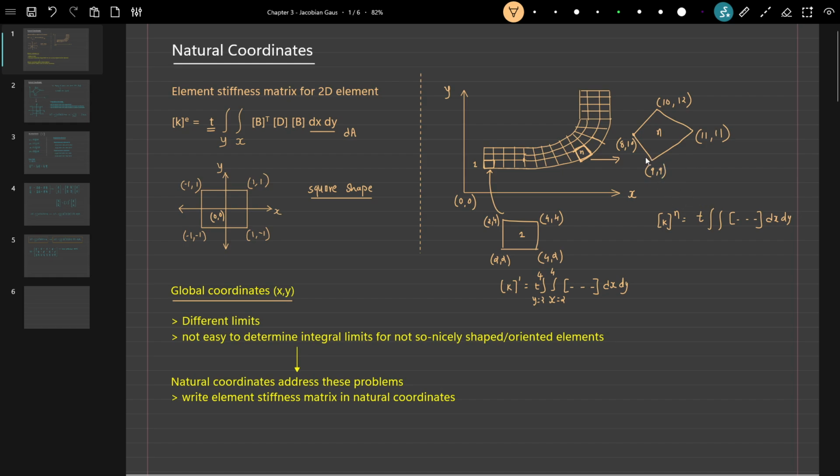Just think about the double integral limits for a moment. It is not that straightforward or easy to determine x and y limits. So this is the problem with xy coordinates, or the global coordinate system. First of all, we need to compute the element stiffness matrix for all the elements, so for all the elements, we need to determine the x and y limits. Since they have different x and y coordinates, they have different double integral limits.